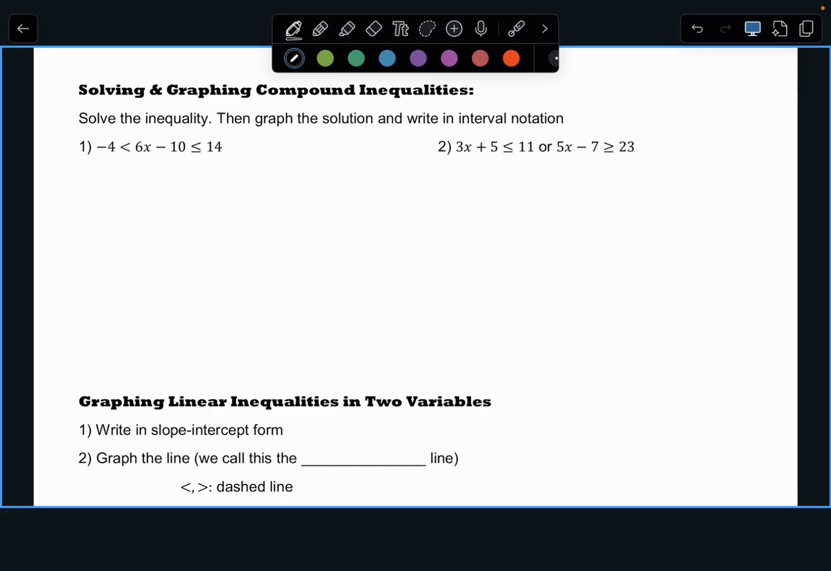If I look just at the middle piece, what do I need to add to both sides? 10. So plus 10, plus 10, plus 10. Negative 4 plus 10 is 6. 14 plus 10 is 24. So we get 6 is less than 6x, which is less than or equal to 24. Now I need to divide by 6. I would get 1 is less than x is less than or equal to, not 24, just 4.